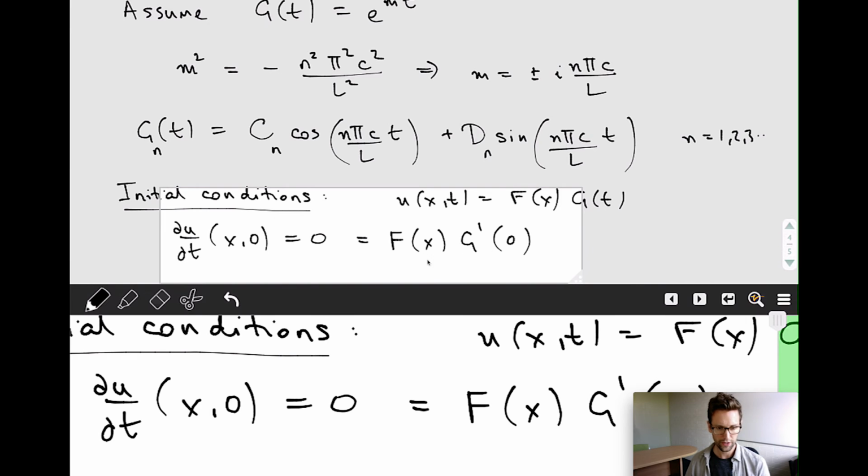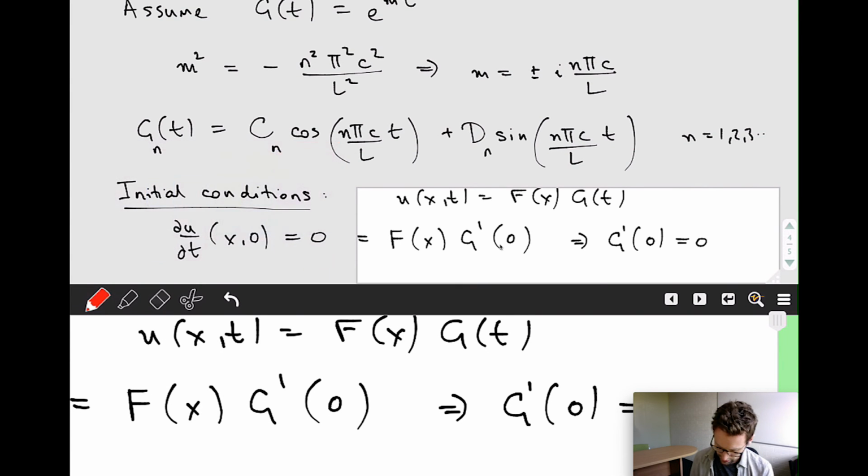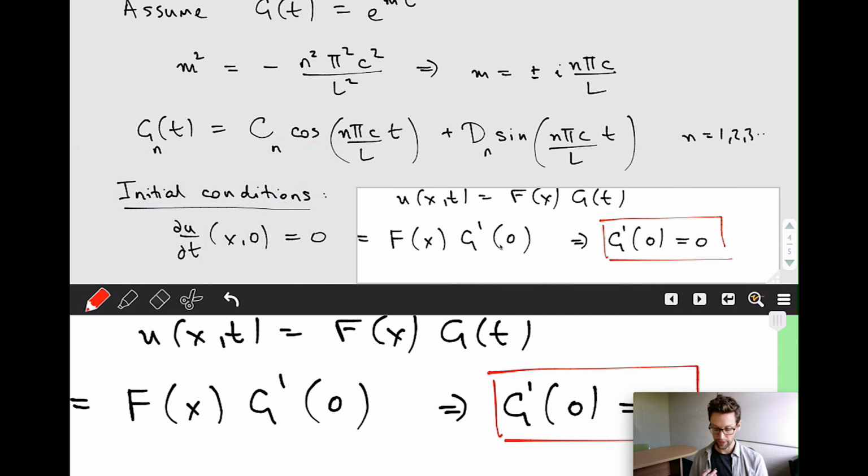So you notice here that I've got something times something is equal to 0. One of those two things has to be 0. It can't be f of x, because that just tells me that my solution is 0 everywhere. So it means that the initial condition for g is g prime at t is equal to 0 is equal to 0. So just like the boundary conditions, which told us what the values of f were at x is equal to 0 and x is equal to L, the initial conditions tell us something about the value of g and g prime at time t is equal to 0.